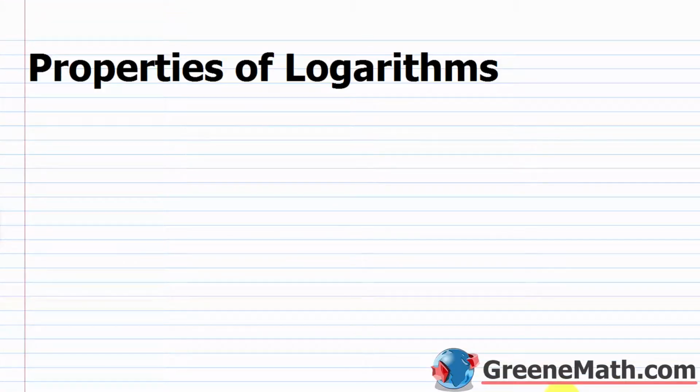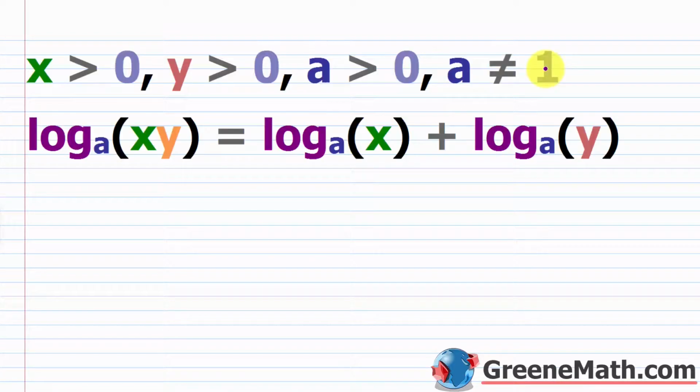In this lesson, we want to talk about the properties of logarithms. So the first property I'm going to cover is known as the product property for logarithms, or you might hear it called the product rule for logarithms. And what we'll say here is that x is greater than 0, y is greater than 0, a is greater than 0, and a is not allowed to be equal to 1. And so this is our property.